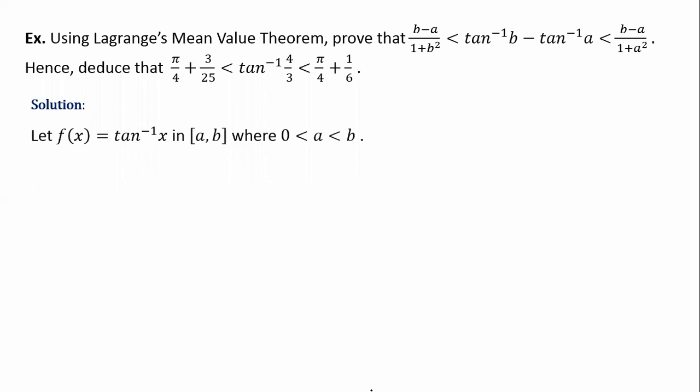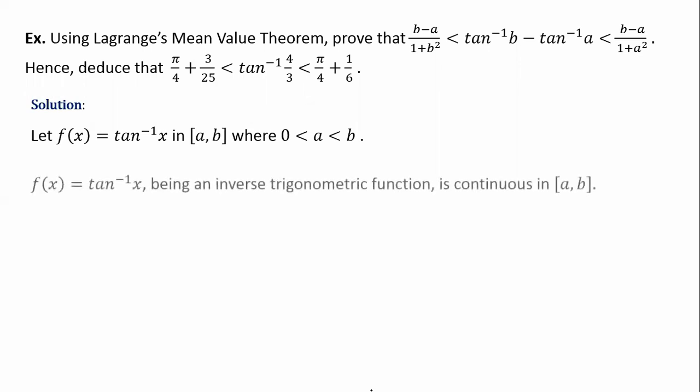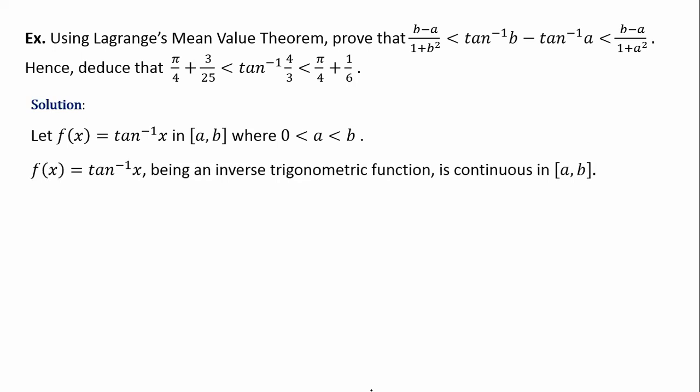Let f(x) equal tan inverse of x in the closed interval [a, b]. Obviously, we define positive a and b with a strictly less than b. Now we know tan inverse of x is an inverse trigonometric function and is going to be continuous in the closed interval [a, b].